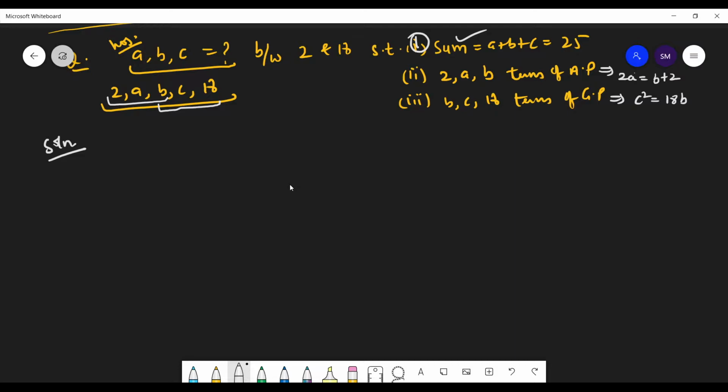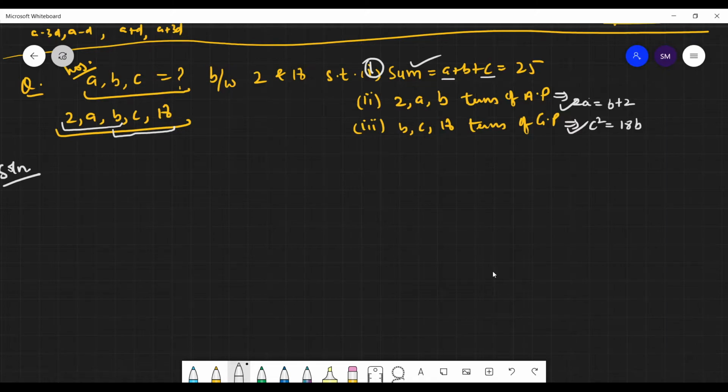Now, what can you do? You have three equations and three variables. It's as simple as that. So find the values. What you can do is put the value of A and C in equation 1. Put the value of A and C here. Yes, you can do like this. Any problems, sir?